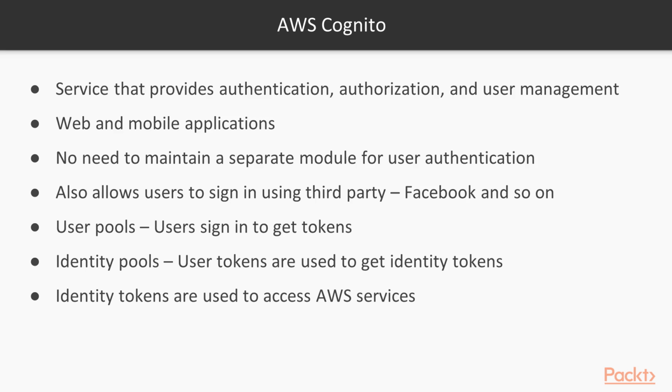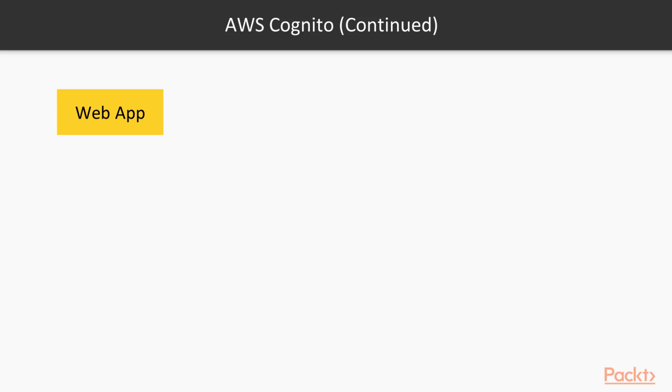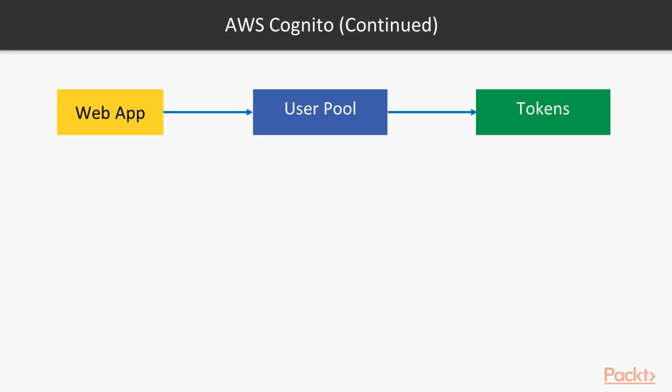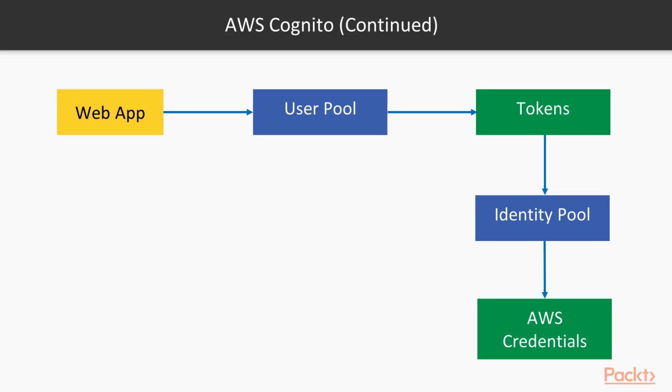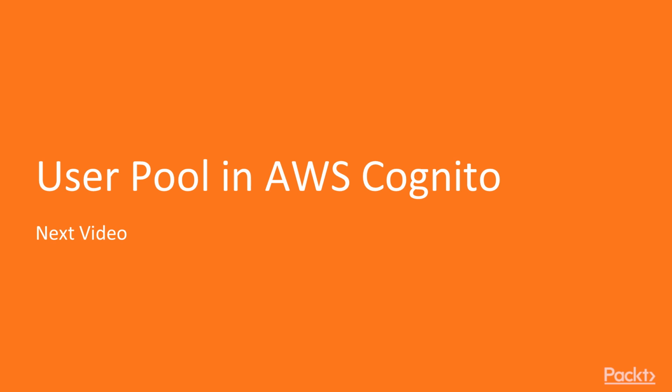So if you look at the entire flow, let's say you have a web application. This needs to authenticate to a user pool in the AWS Cognito service. You would then get the token. The token will then go against the identity pool, and that pool will be used to get your AWS credentials, which can be used to access your AWS services. Now in our next video, we're actually going to see how to define a user pool in the AWS Cognito service.